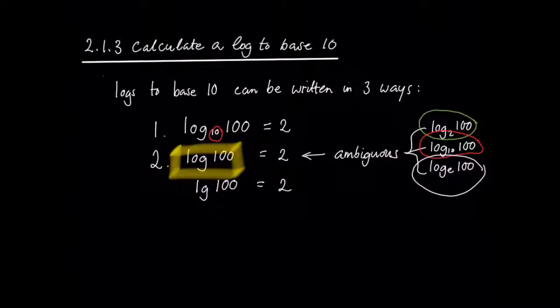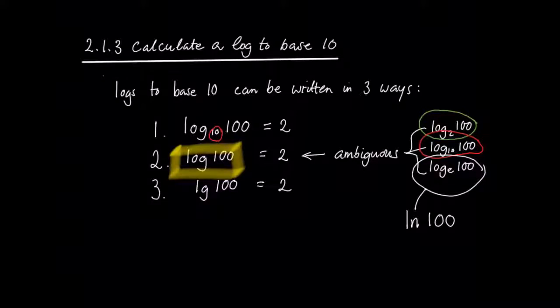Usually log to the base e would be written as ln, and it's more common to see it written this way nowadays. So you would see that as ln 100 rather than log to the base e of 100. Lastly, in the third example, you might see it written as lg 100 is equal to 2. But in general, we won't use that.